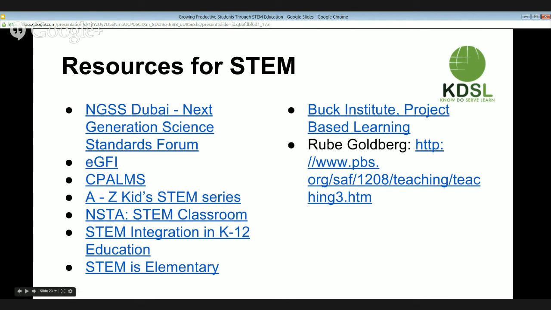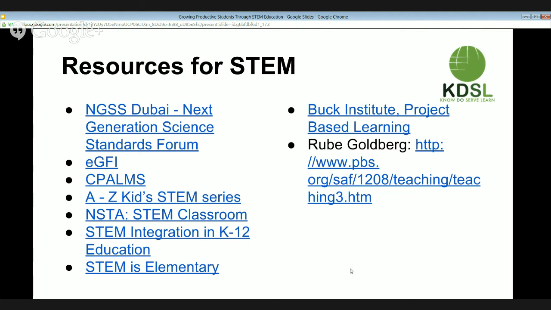EGFI is a set of materials mainly geared for engineering. EGFI started out as the acronym for Engineering Go For It. The nice thing about this is these lessons are already geared towards STEM. And they have a variety of lessons to pick and choose from. Mainly it is materials for teachers though.